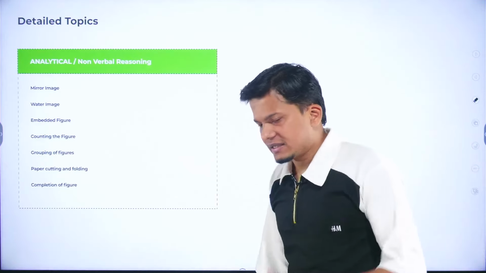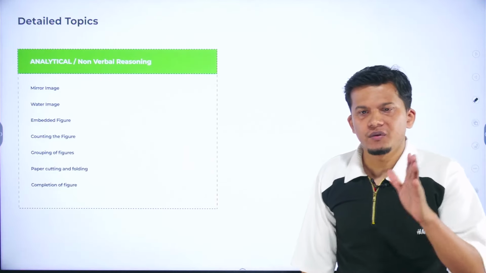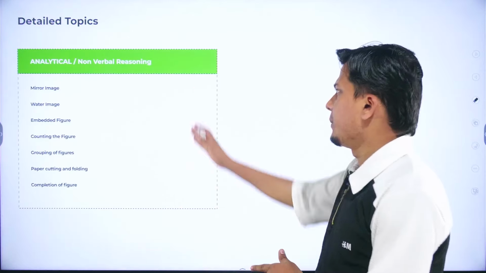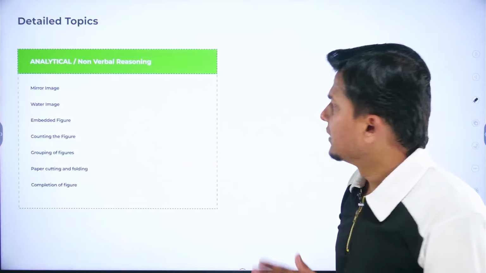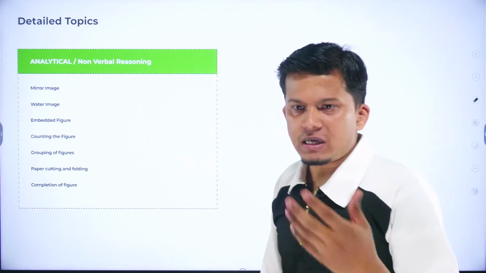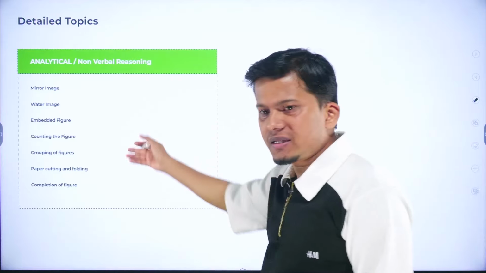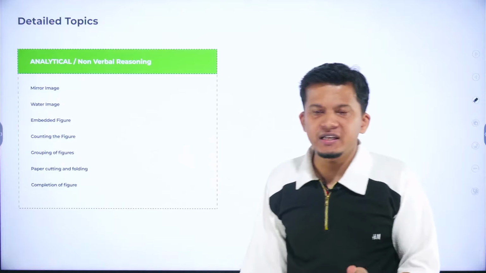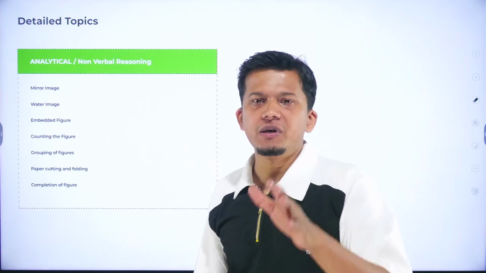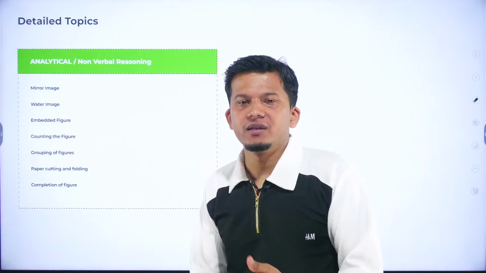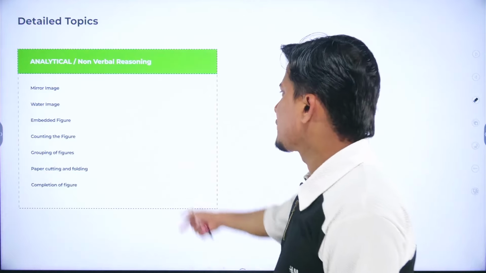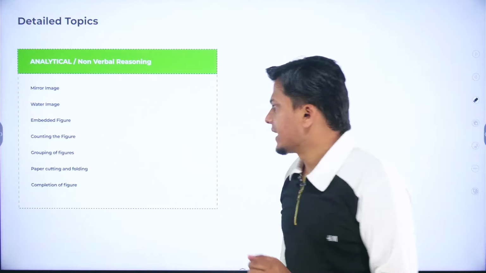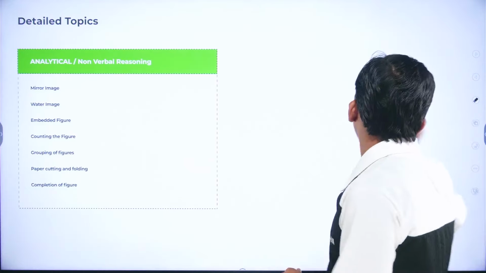First of all, to understand the analytical reasoning section, you have to be very clear and thorough with all the topics that come in this section. We have mirror image based questions, water image based questions, immediate figures based questions. A lot of questions also come from counting the figures. A figure is given and you have to determine the number of triangles, quadrilaterals or squares formed from that particular figure. Then grouping of figures, paper cutting and folding, and completion of figures, right?